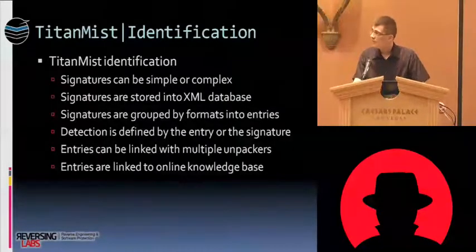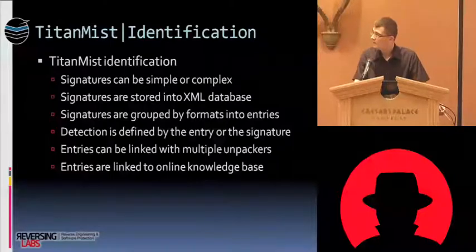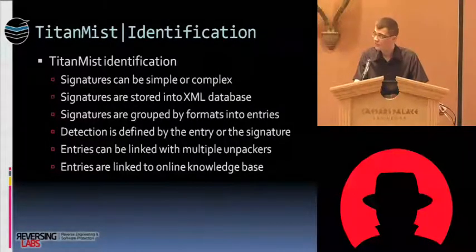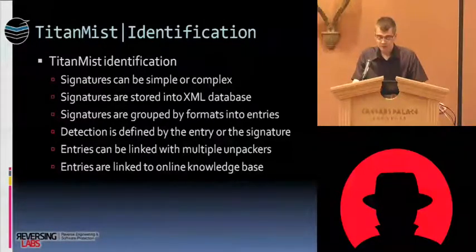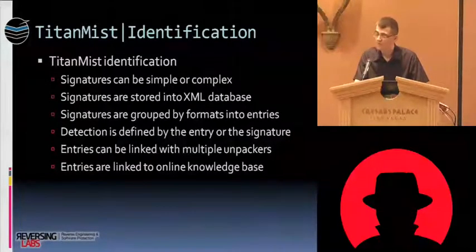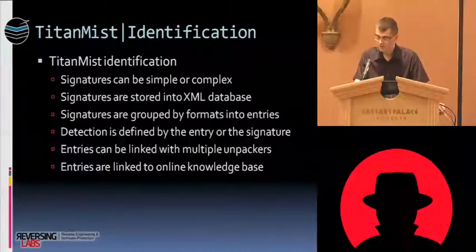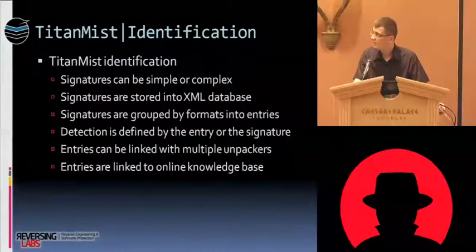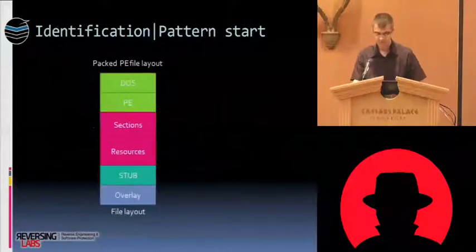And detection is either global by the entry, so you have one version for the entry, and you can have specific detection for the signature as well. And the entries are linked to the AMP packers, which are called once you tell TitanMist to unpack the file you're interested in, and they are both linked to the online knowledge base.